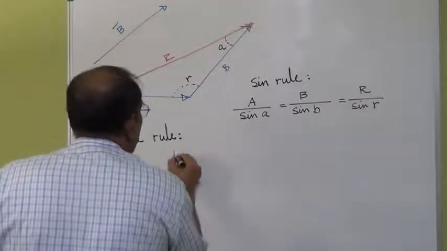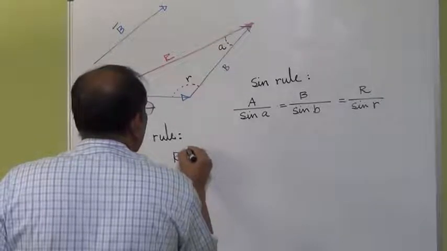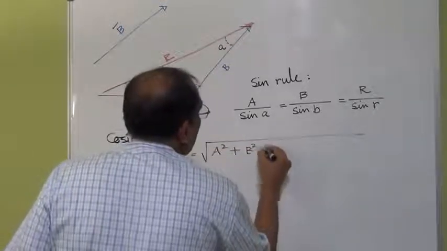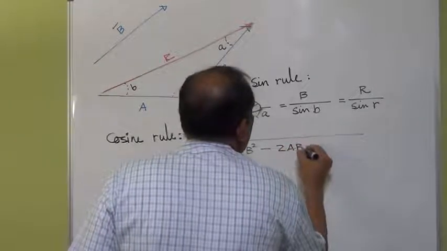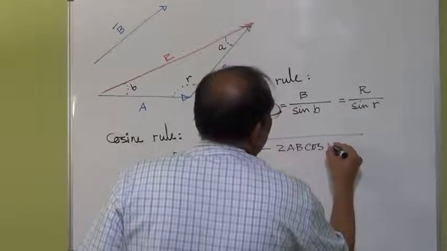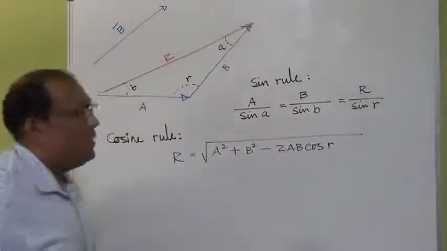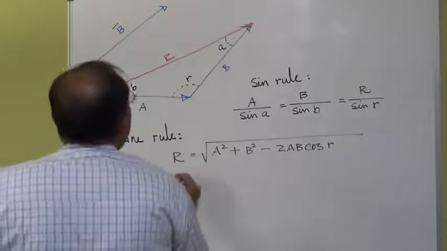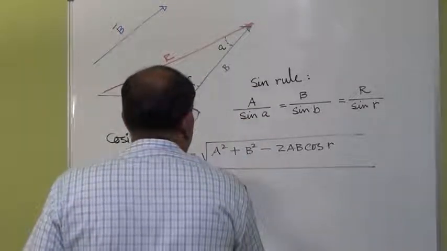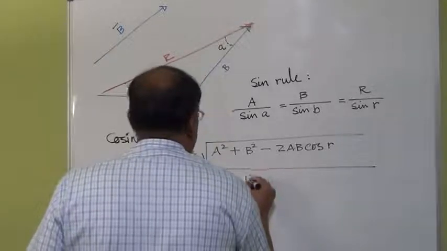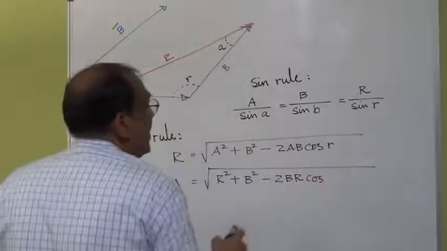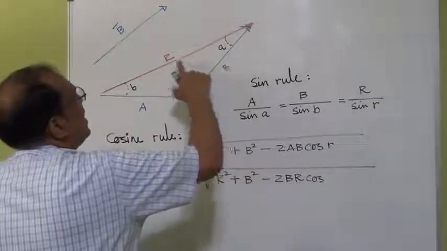So the cosine rule is basically r square, or R squared, is equal to a square plus b square minus 2ab cosine R. R is the angle between A and B. Similarly, we can say that A squared is equal to b square plus r square minus 2br cosine A, where A is the angle between B and R.